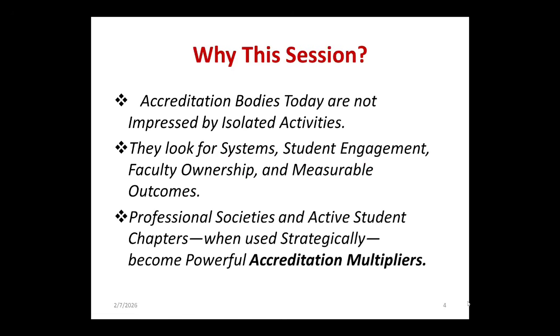Then accreditation bodies today are not impressed by isolated events or isolated activities. They are expecting structured activities and outcome based activities. They look for the system, student engagement, faculty ownership, and measurable outcomes from your event. Then professional societies and active student chapters, when used strategically, become a powerful accreditation multiplier. We will see that after my session, which you will come to know.